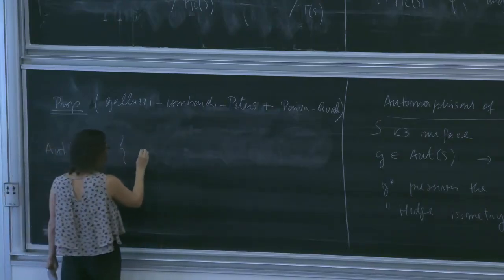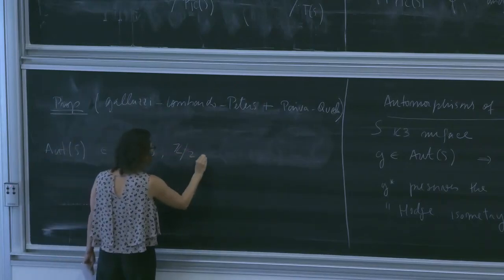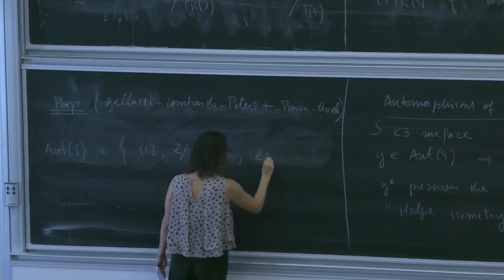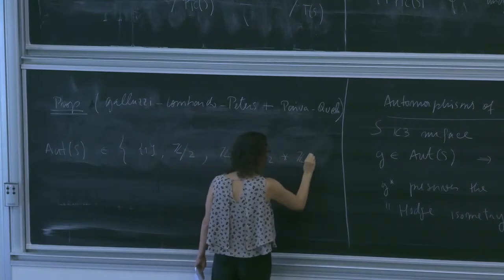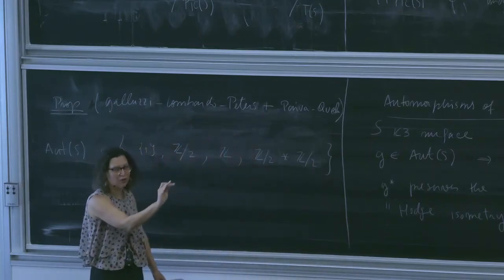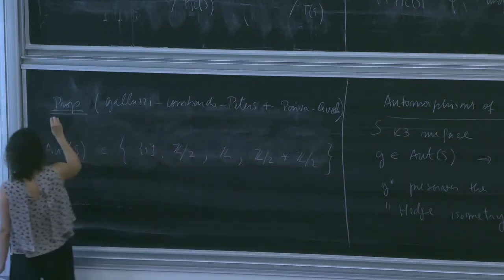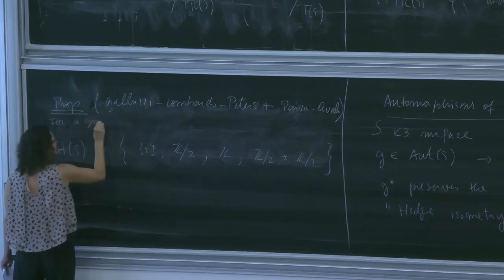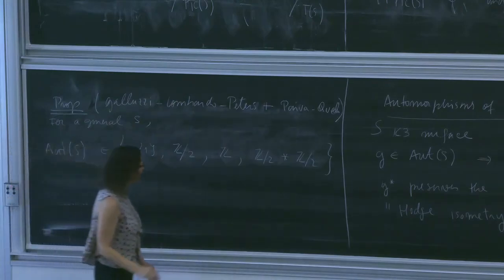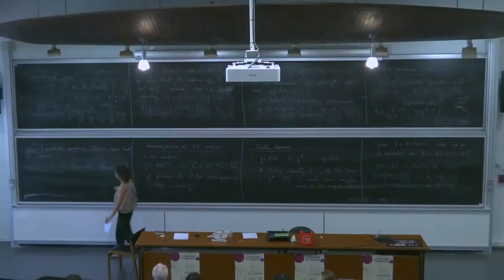It could be trivial. It can be Z mod 2. It can be Z. Or it can be the free product of Z2 and Z2. At least, let me say, for a general such quartic, so for a general S, you have these possibilities. And now, how do you tell them apart?